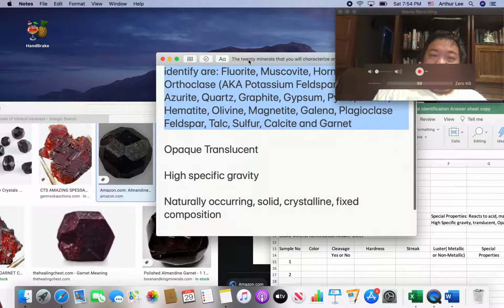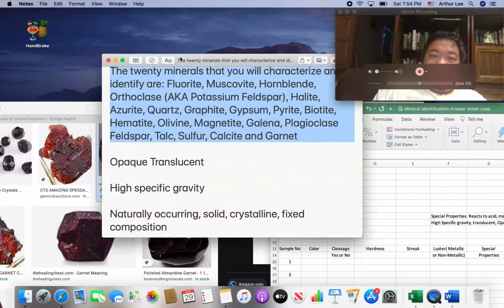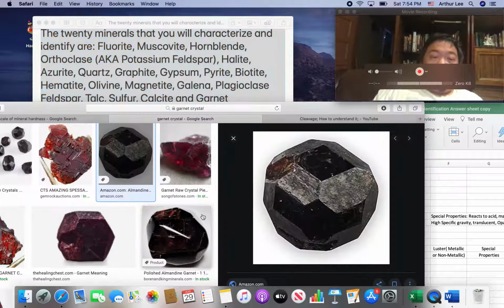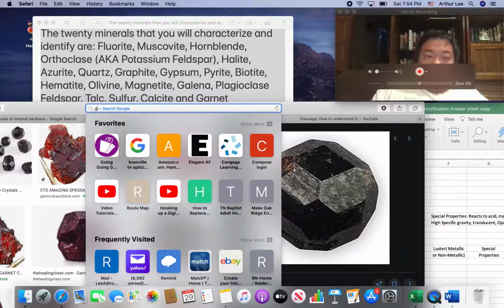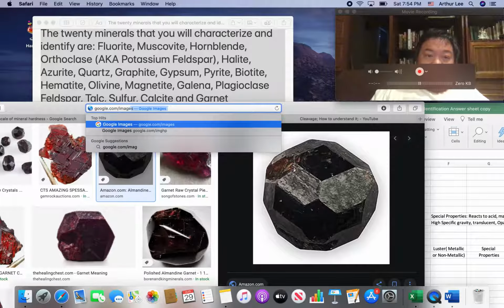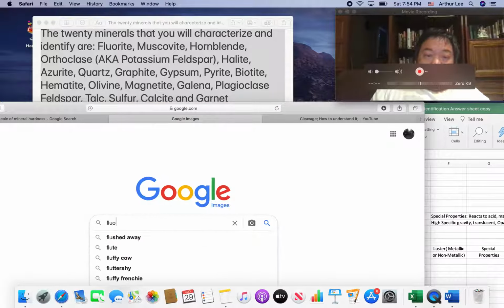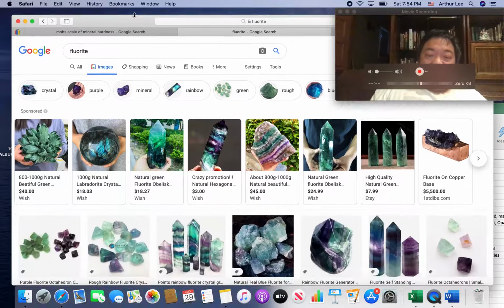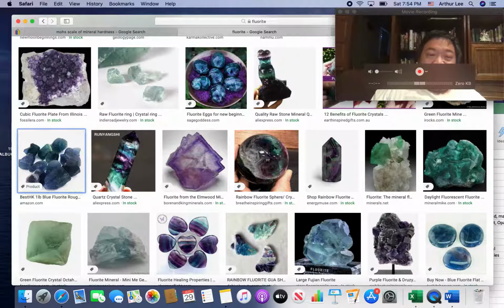Once again, here's the list. And we're going to work our way down this list. And I'm going to show you a few things about each of these 20 minerals. Let's start off with the first one on our list, fluoride. So when you watch that video, one of the things you might see is fluoride.